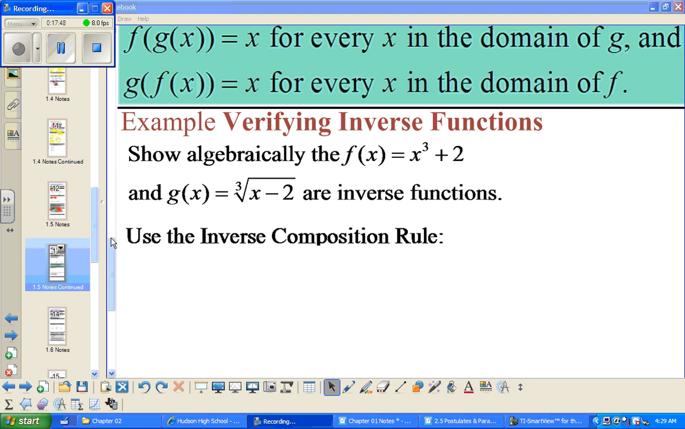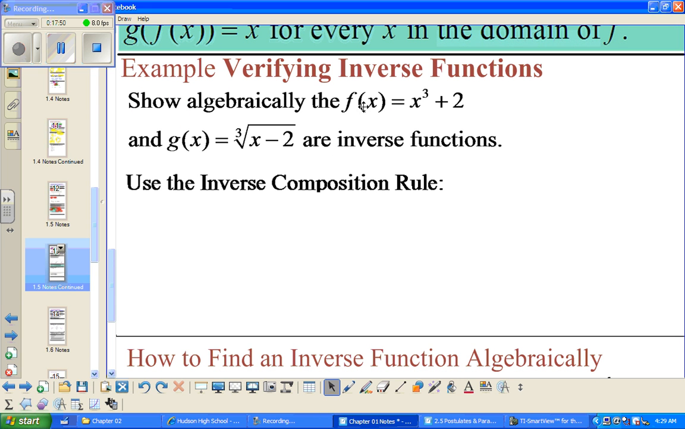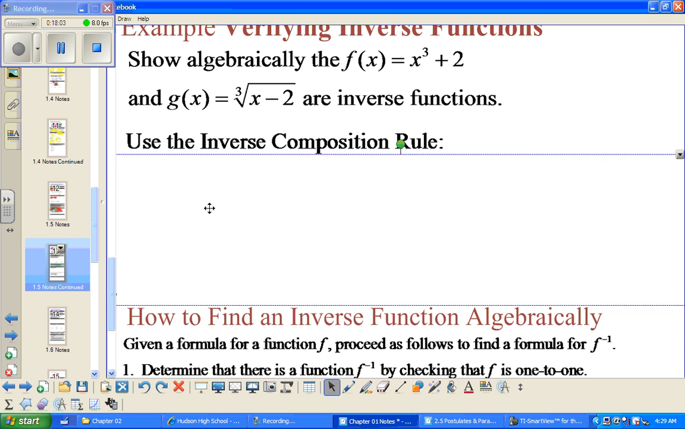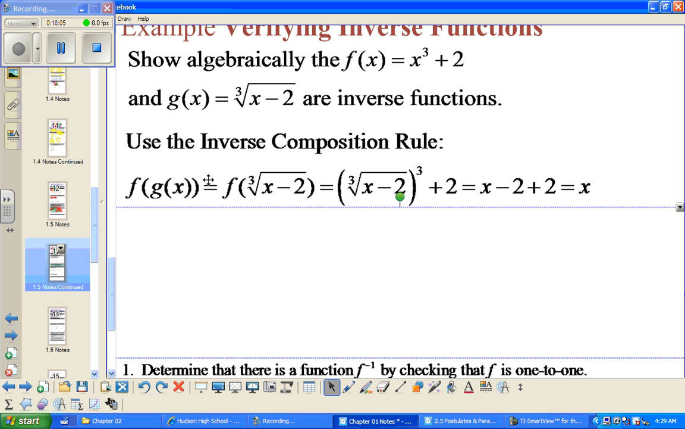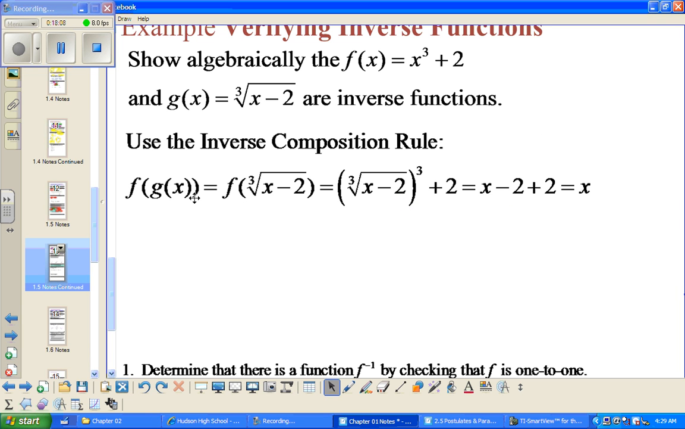I'll just show you a quick example here. If f of x is x cubed plus 2, and g of x is the cube root of x minus 2, we're going to show that those are inverse functions. We use the inverse composition rule. First check f of g of x. Remember what that means is I'm going to take my f of x function, and anywhere an x occurs, that's just right here, I'm replacing that x with the entire g of x function. That's going to go right in there, as you can see here.